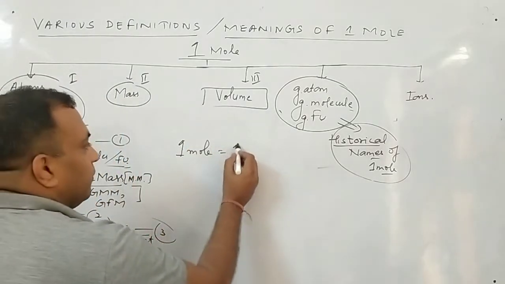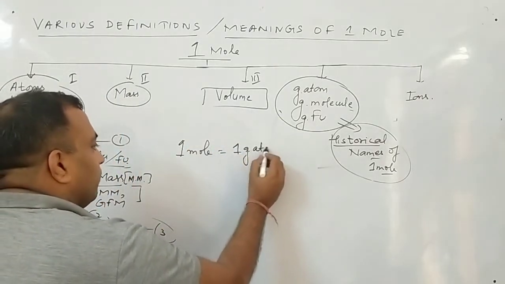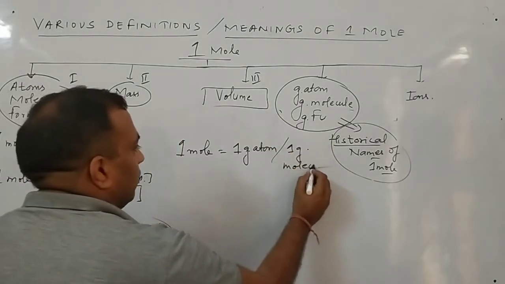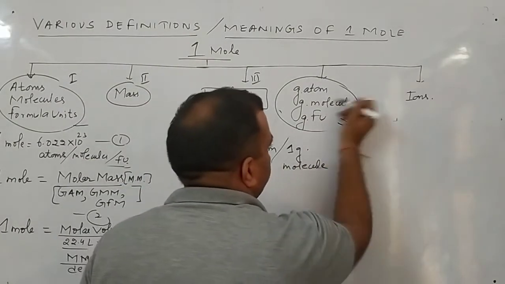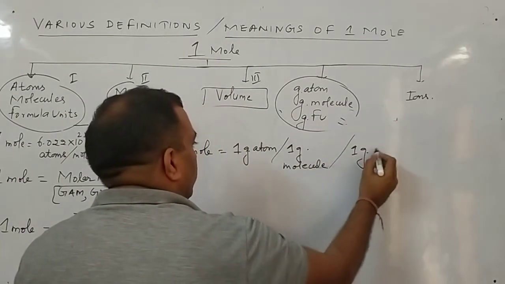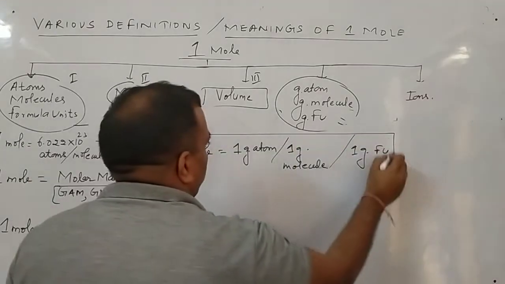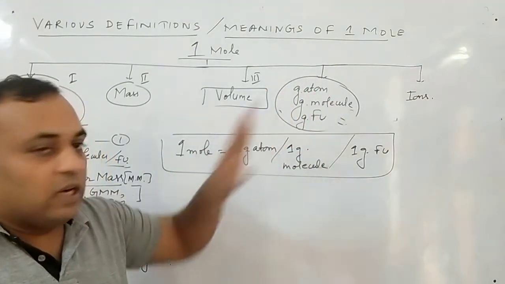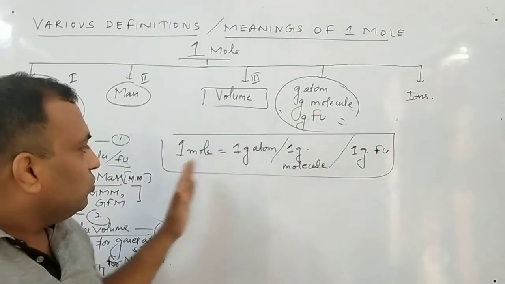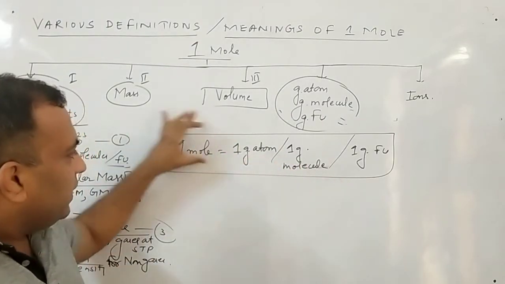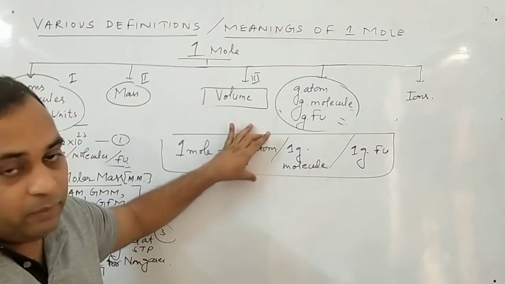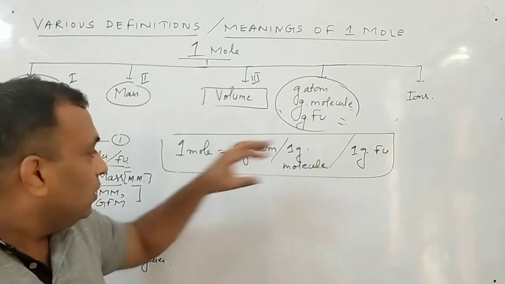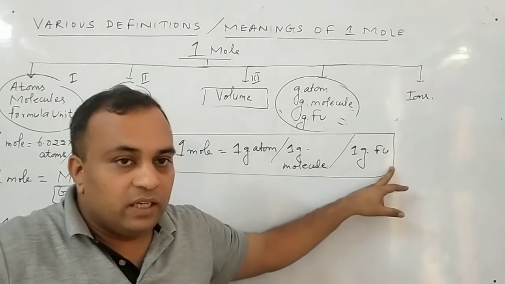So what will I do? 1 mole contains 1 gram atom, 1 gram molecule or 1 gram formula unit. So if anybody says define 1 mole in terms of gram atom, gram molecule, gram formula, since these are the historical names, these are simply equal to this. 1 mole contains 1 gram atom for species which are made up of atoms. 1 mole is equal to 1 gram molecule for species which are made up of molecules. 1 mole contains 1 gram formula unit in case of ionic compounds.